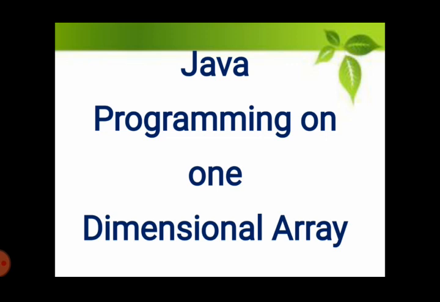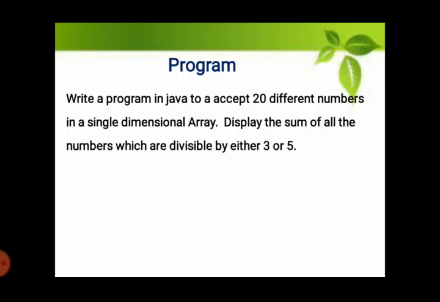So my today's program is: write a program in Java to accept 20 different numbers in a single-dimensional array. Display the sum of all the numbers which are divisible by either 3 or 5. Means we have to find the sum of all the elements of the one-dimensional array which are divisible by 3 or 5.